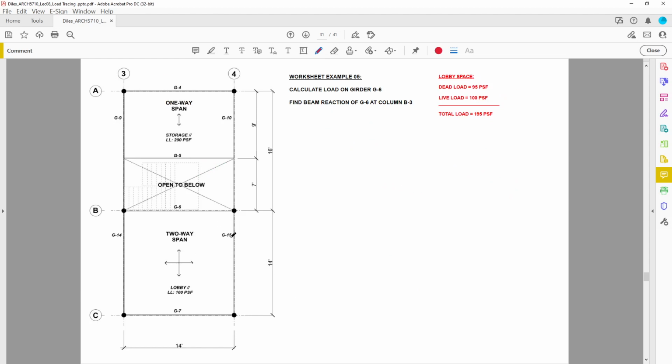Okay, so let's look at this. G6, we're interested in where G6 comes into B3 here. So let's draw a free body diagram for G6. Here's G6.